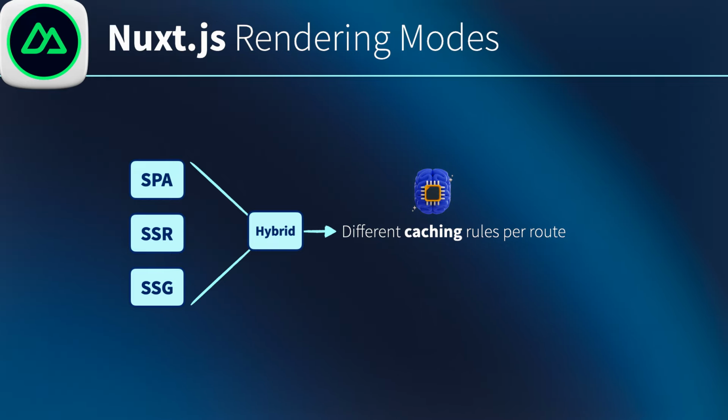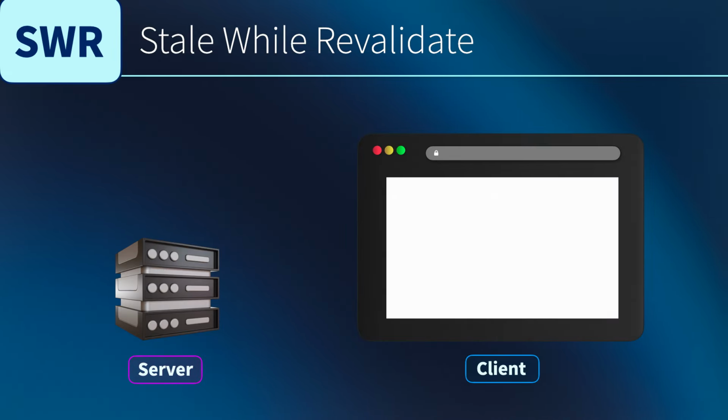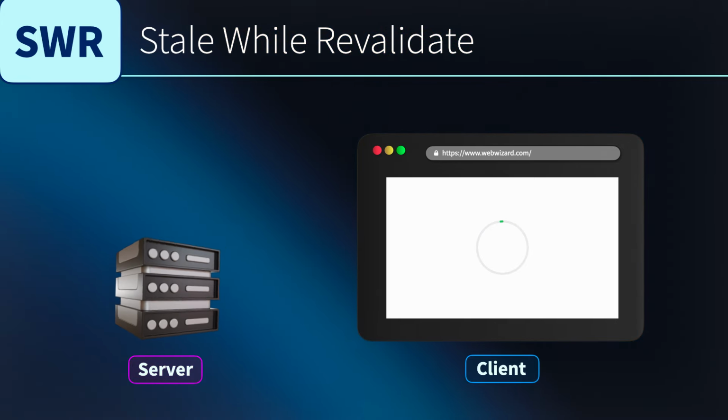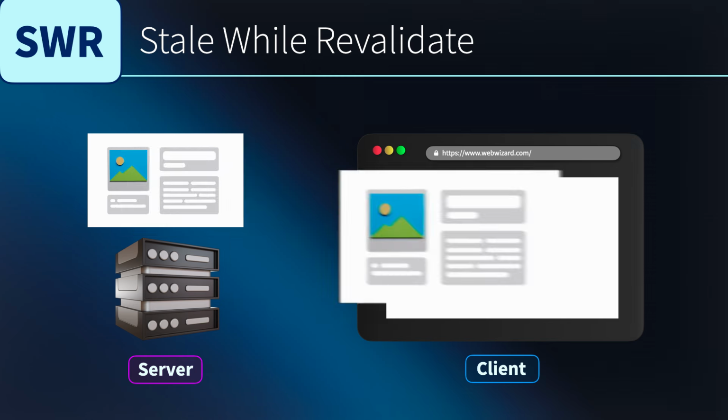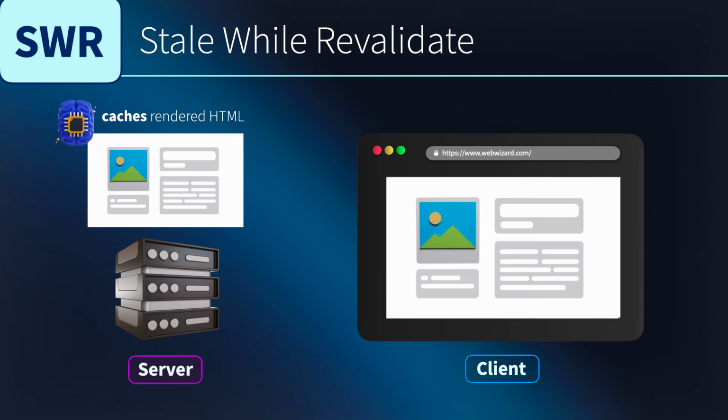One such hybrid caching mode is SWR, or Stale While Revalidate. This is somewhat like SSG on demand. When a user visits a page for the first time, that page is built and then sent back, while simultaneously being stored in the cache. Importantly, there are two different ways to achieve SWR with Nuxt, with or without TTL, or time to live, set.